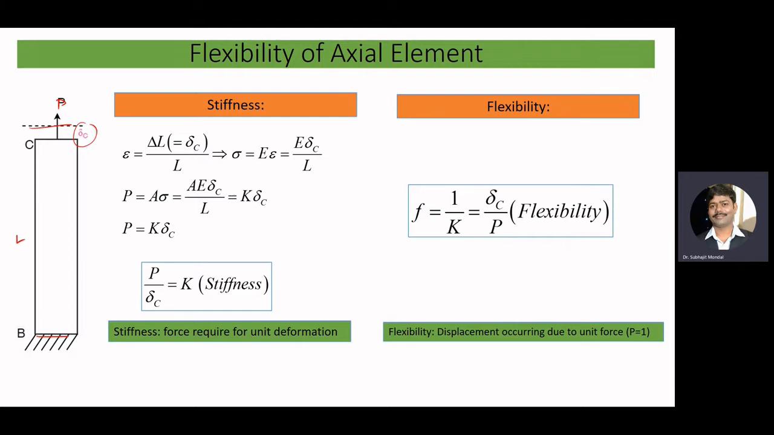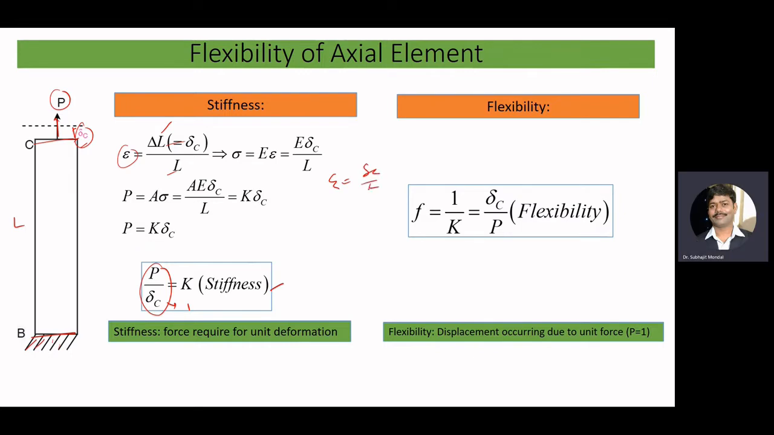So here we are considering an axial element, where one end is fixed and the other end is free. The length of this axial element is L, and we are applying force P at C, and due to this force there is a displacement delta C, occurring at C. Now, if the length is L, then we know strain is delta L by L. So delta L is your delta C, so we can say the strain is delta C by L.